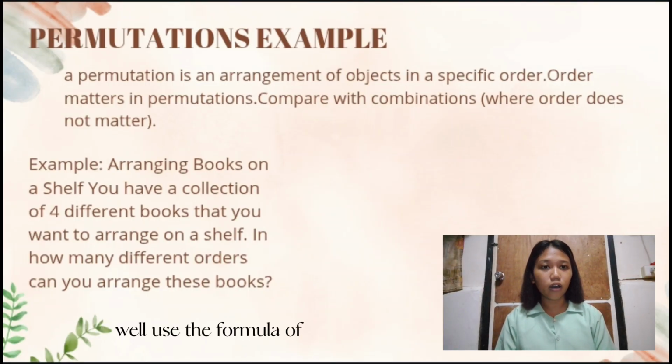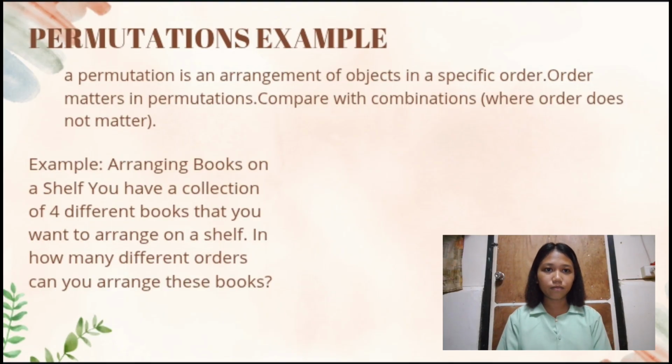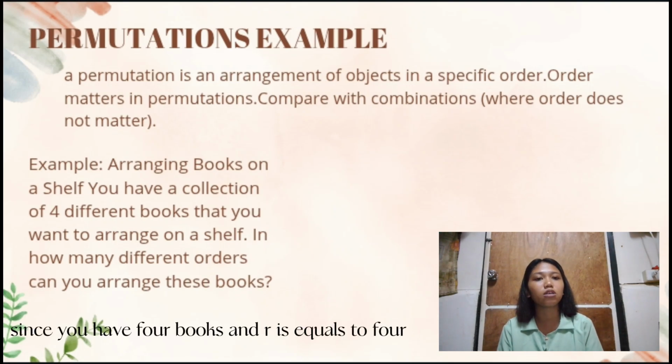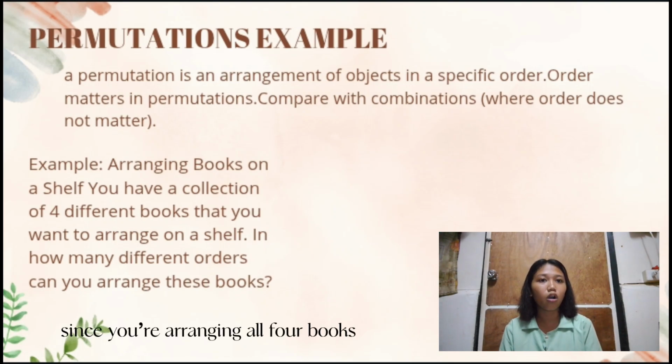We'll use the formula of permutation, where n is the total number of objects or books and r is the number of objects being arranged or books being placed on the shelf. So in this case, n is equal to 4 since you have 4 books, and r is equal to 4 since you're arranging all 4 books.